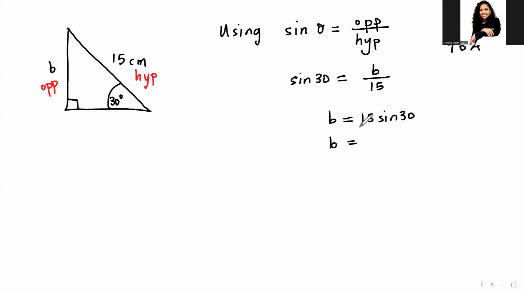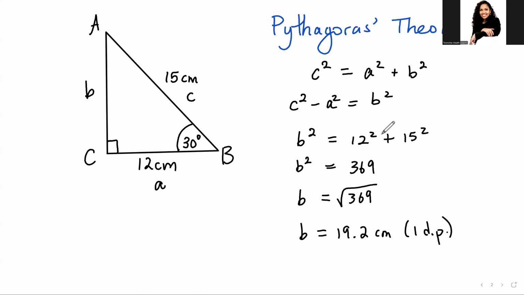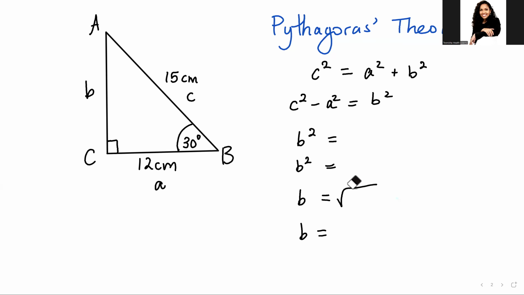So B is 7.5 cm. Yes, so then I have an error somewhere. Let's go back here and see what the error is. Aha. You know what my error was? How come nobody stopped me? B squared is C squared minus A squared, and I put C squared plus A squared. So B squared is C squared minus A squared. C squared is 15 squared, so 15 squared minus 12 squared is 81.